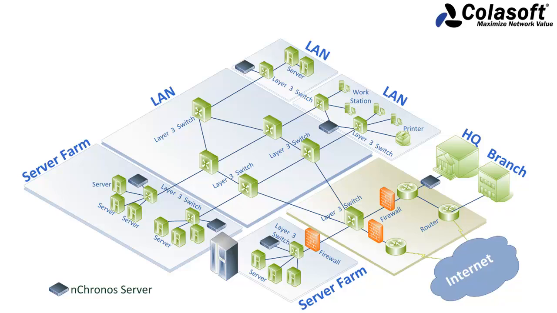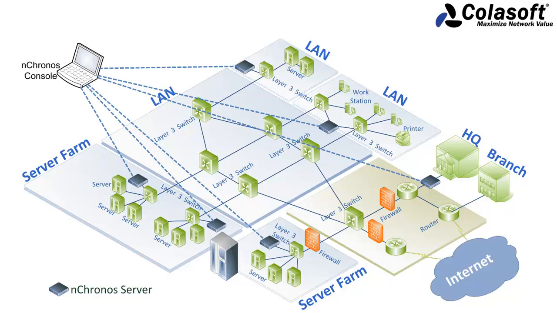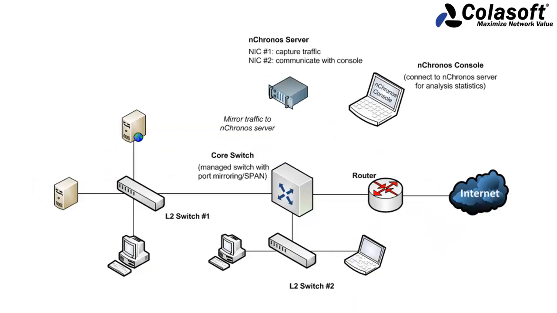The first and most popular implementation method for deployment for nChronos is to deploy nChronos Server on a Layer 3 switch on a server farm in LAN. This will allow nChronos Console to access the servers and collect the traffic data for each server or LAN. Here's a simplified view of this deployment for nChronos.